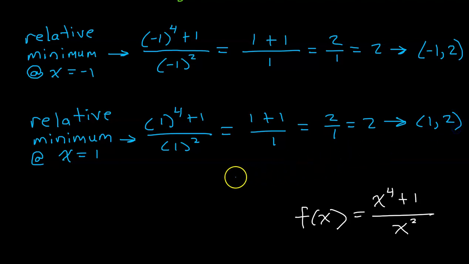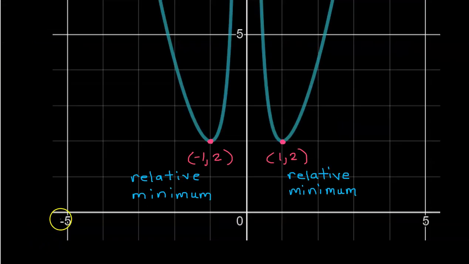Let's take a look at this graphically. Here you see the relative minimum that we predicted at -1, 2, and the other one at 1, 2. Notice that here at x equals 0, we do not have a relative min or a relative max. This is an asymptote, again, because the original function was undefined at that value. That's why it was not a critical value. That's why we don't see a sharp turn or something.